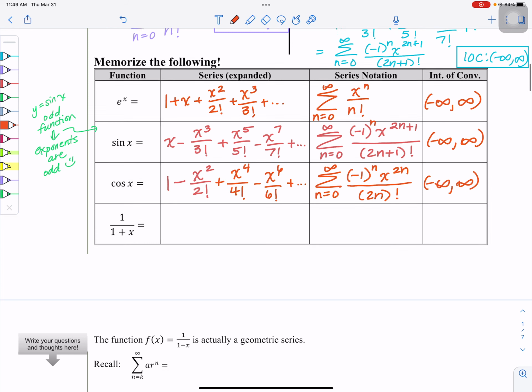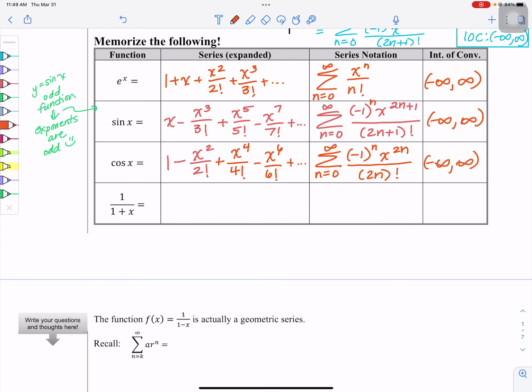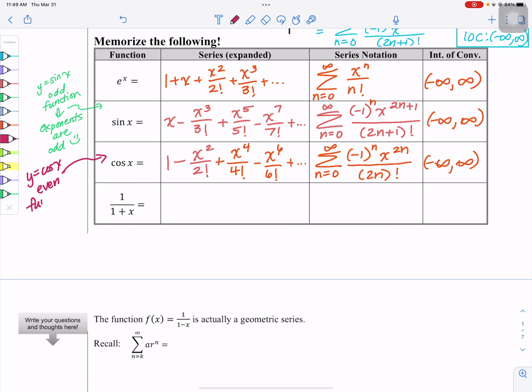Okay, let's get this next one written down, and also let's make a note here about the sine of x. I think that's probably okay here, but let's make a note about the cosine of x. Y equal to the cosine of x is an even function. So you note that the exponents are even. So that's a nice way to identify it.